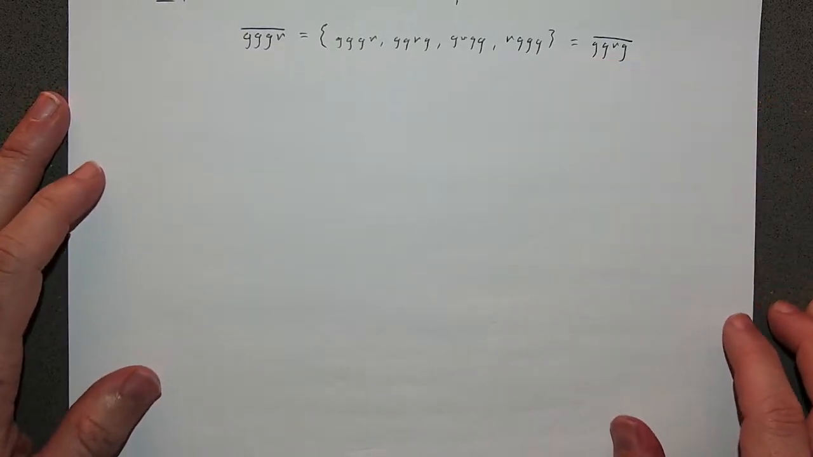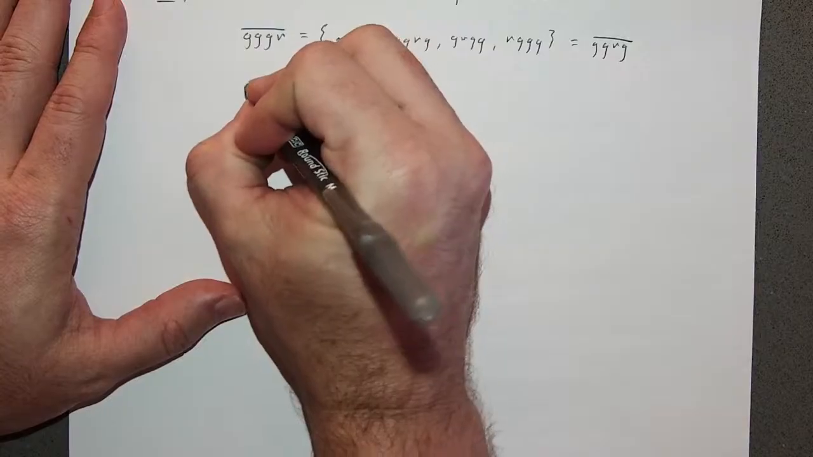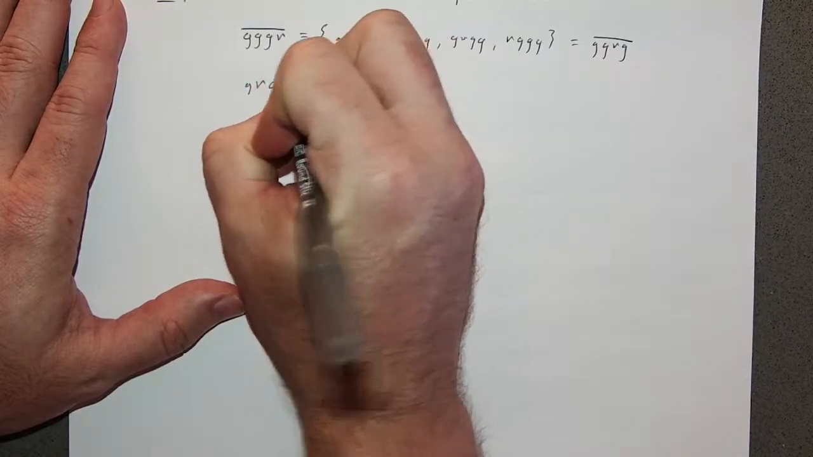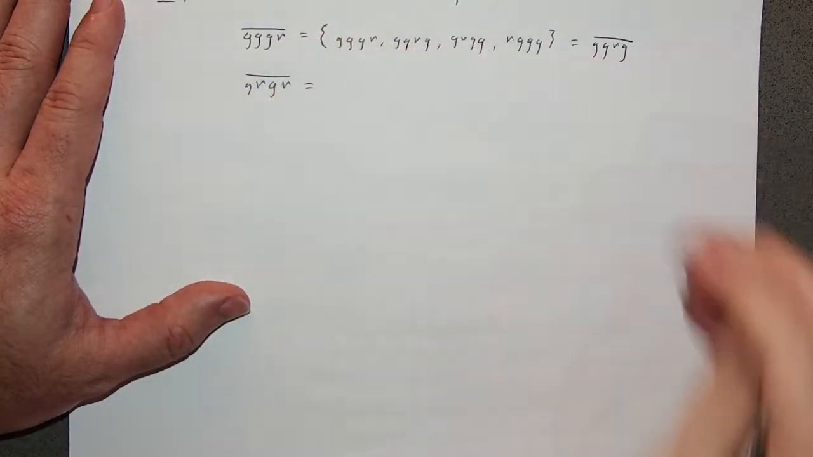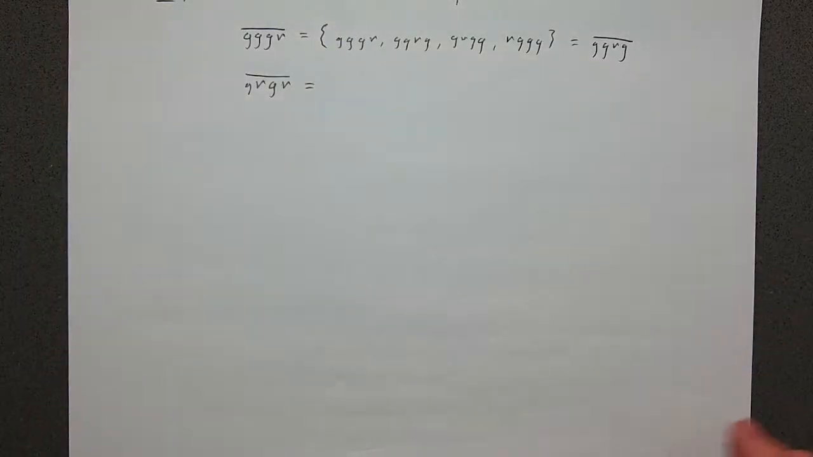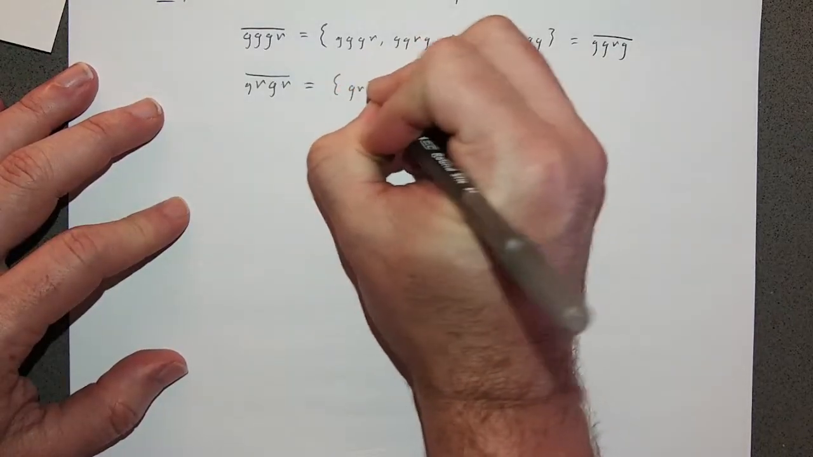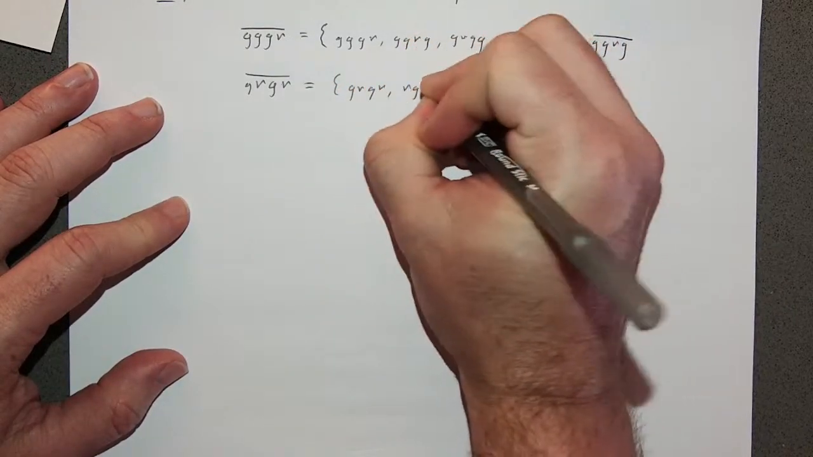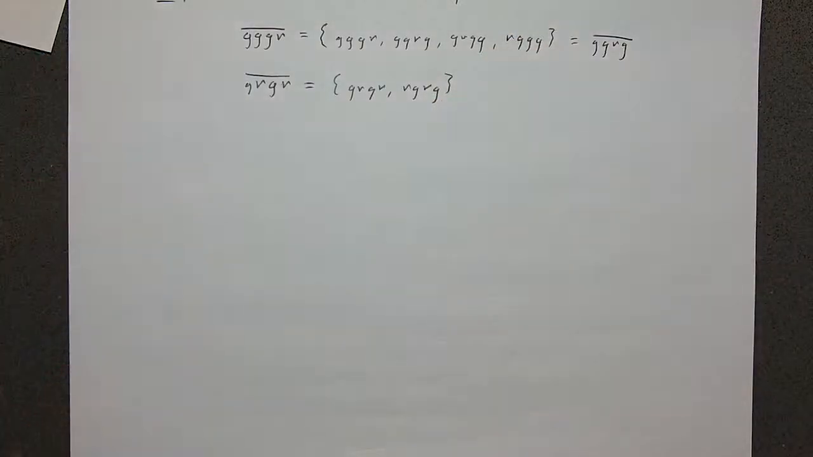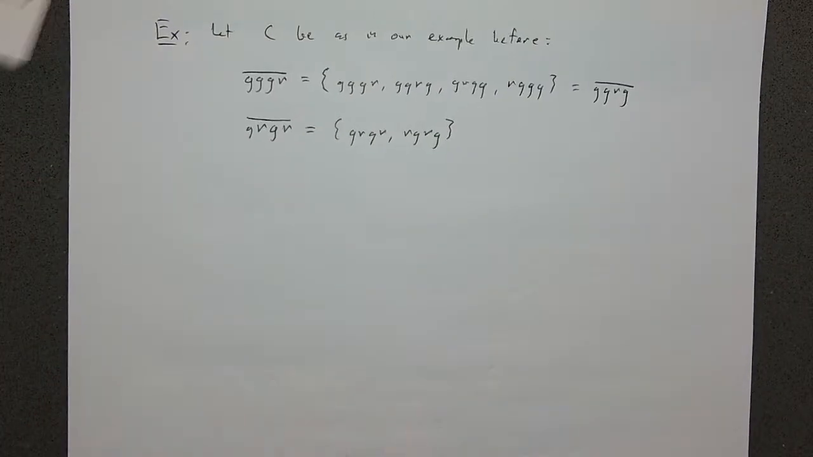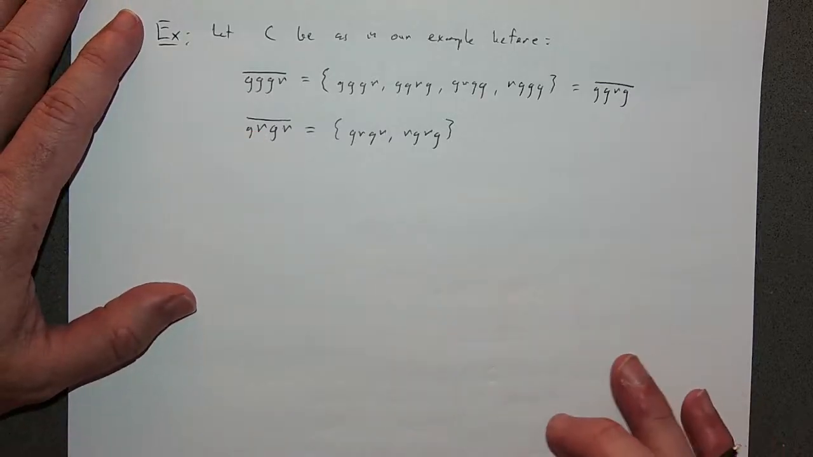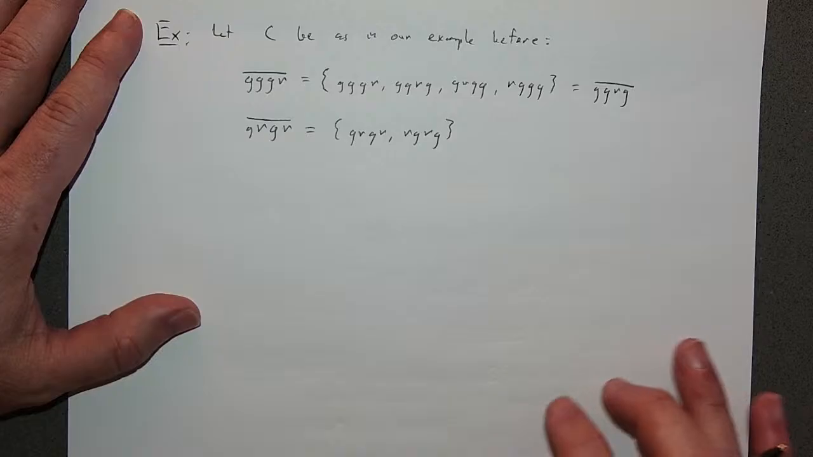Okay, what is the orbit of GRGR? The orbit of GRGR, let's go here. Where is GRGR? It's here. Its equivalence class only has 2 elements, GRGR and RGRG.